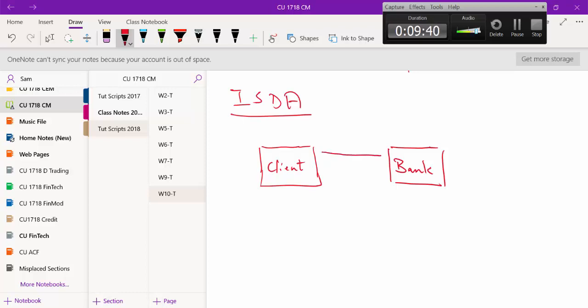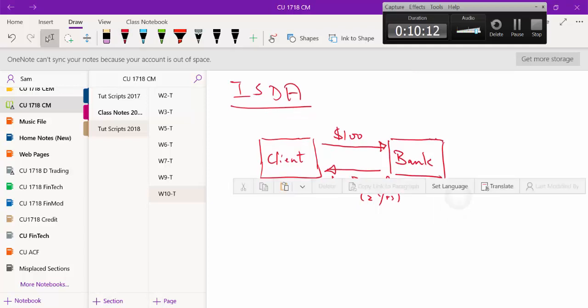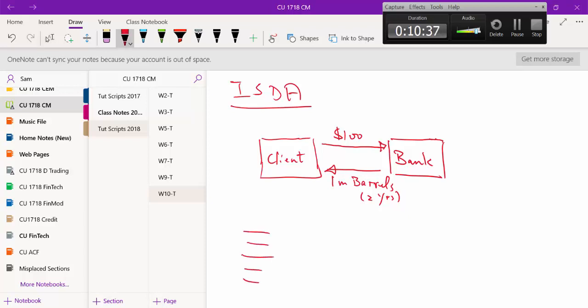Let's say the client wants to buy oil at $100 a barrel, and they want to buy a million barrels. So that is a $100 million transaction, and let's say they want to do that in 2 years' time. This sort of transaction happens all the time. The first thing bankers worry about is netting them off. You can have lots and lots of this type of transaction.